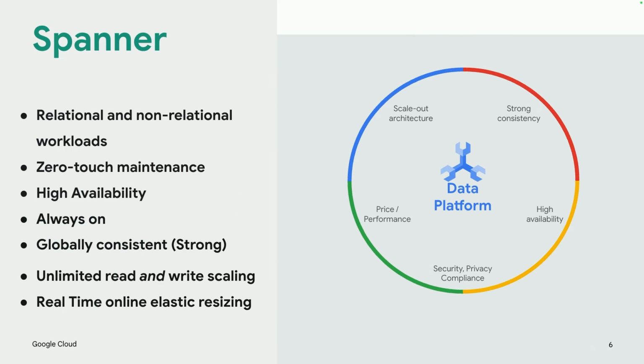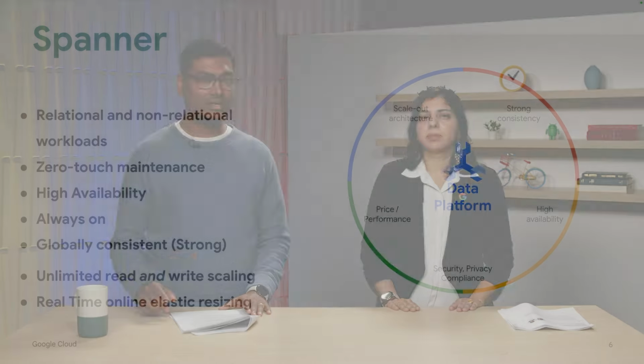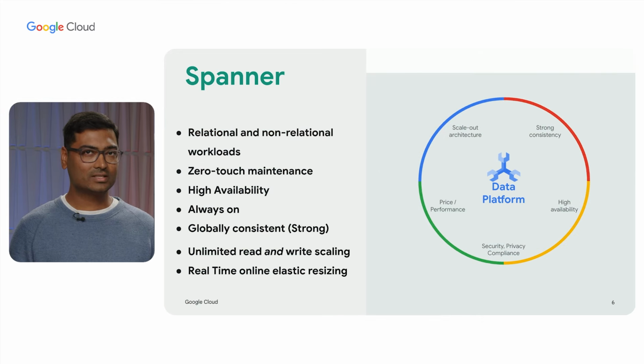When you look at the data platform wheel on the right side, you will see 5 pillars. Strong consistency is one among them, and it also provides high availability and a scale-out architecture. Spanner delivers the performance and the scale. But what about scaling limits? We talked about physical ceilings. No problem here, Neha. Spanner offers unlimited read and write scaling with real-time elastic resizing. You literally never run out of room or speed.